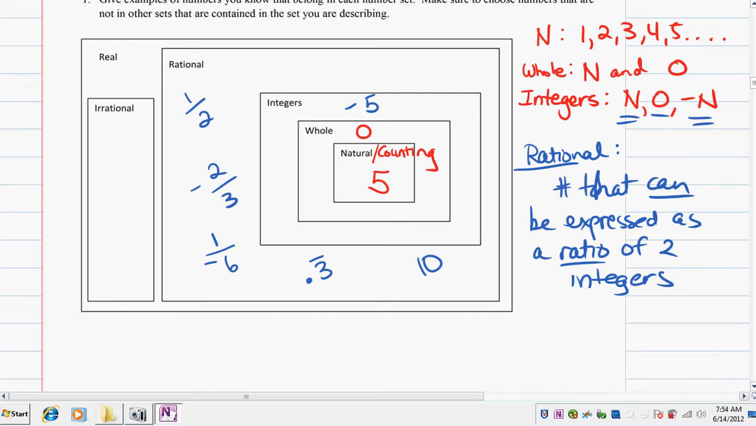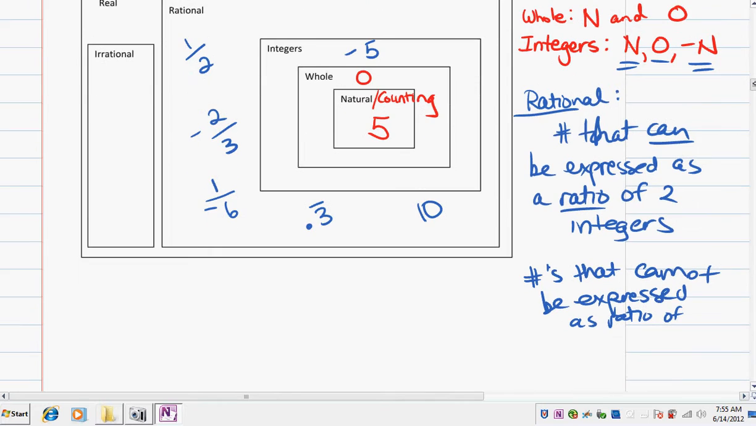And so now irrational numbers are numbers that cannot be expressed as a ratio of two integers.